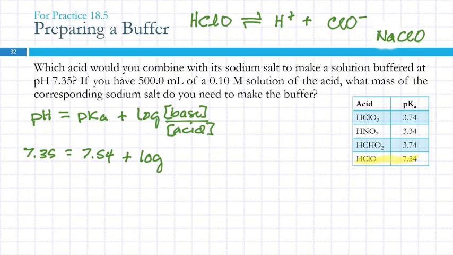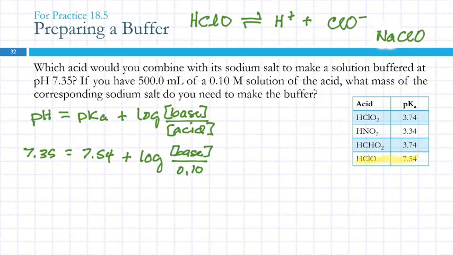Well, we're given information about the acid. The acid concentration is 0.1. So I can put that in for the acid concentration. And then the base concentration is what I'm solving for. Does that make sense? So we've used the Henderson-Hasselbalch equation when we know the composition and we're going to calculate the pH. Now we're trying to get a certain pH and we can use it to calculate what the composition needs to be for it to have that pH.